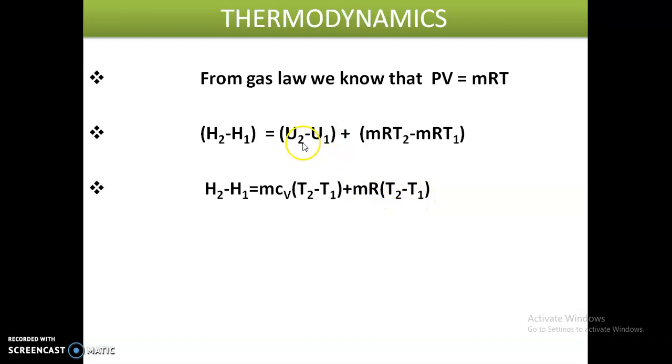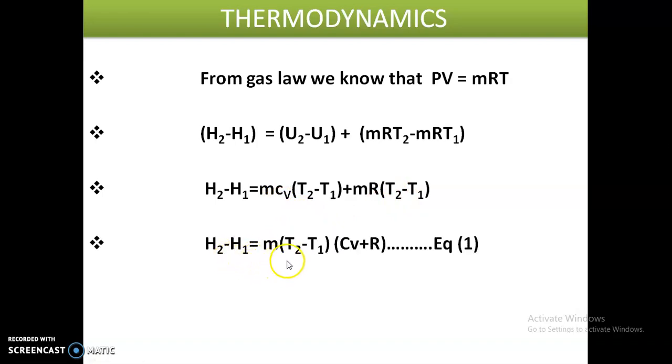Again here u2 minus u1 is nothing but the internal energy. What is the internal energy formula? mCv T2 minus T1. Already we have derived the internal energy formula in the previous class. So finally h2 minus h1 is equal to mCv T2 minus T1 plus mR T2 minus T1. Again we have a common term, that is m T2 minus T1. Put it outside the bracket. So finally we get h2 minus h1 is equal to m T2 minus T1 into Cv plus R.